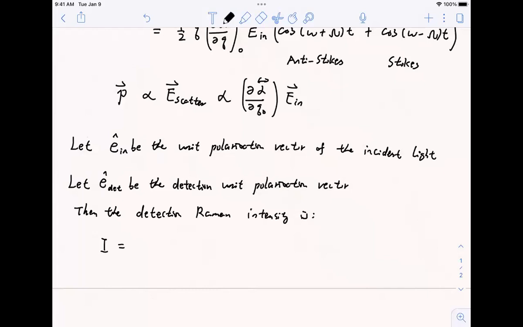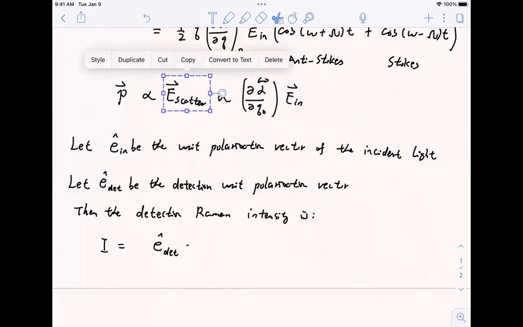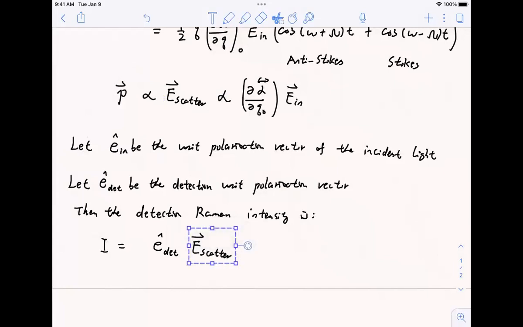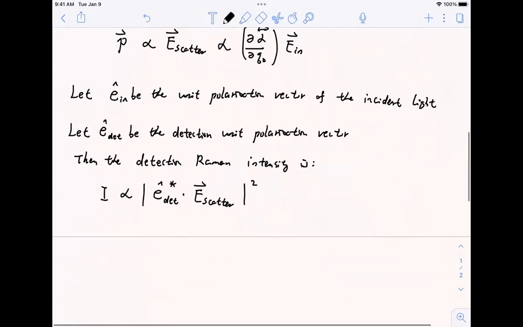I is equal to E detection dotted with this thing, dotted with E incident, and squared. Usually you need to add the complex conjugate in case you're using circularly polarized light. If you don't use circularly polarized light, it doesn't matter.